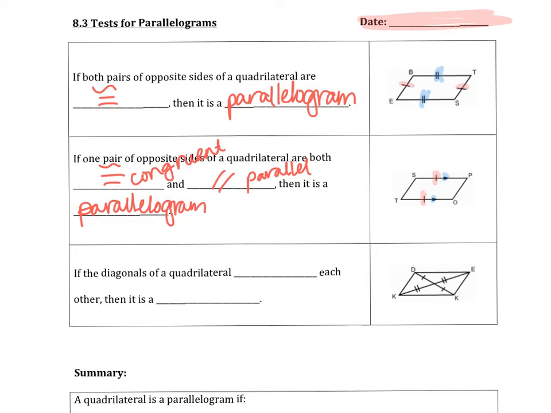The last way to prove you have a parallelogram is to look at the diagonals. And the rule is if the diagonals of a quadrilateral bisect each other, remember, bisect means to cut them in half, then it is a parallelogram.